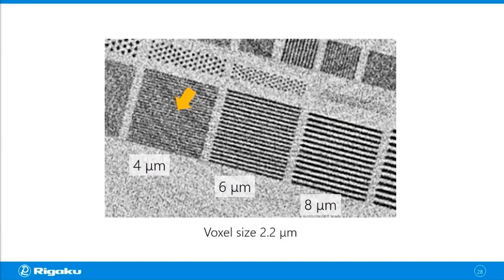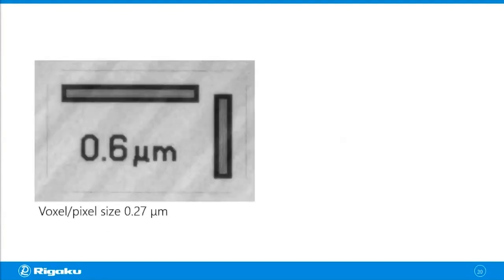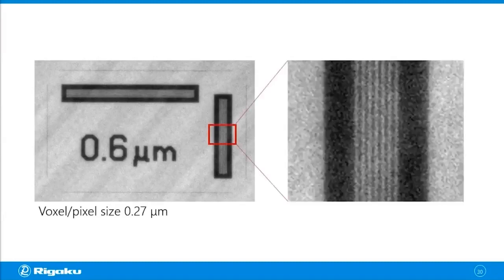If you need to test something less than 1 micron, you can use this resolution chart by JIMA. This is only for 2D measurement, but it has line pairs from 0.1 to 15 microns. And this is a 2D measurement example on the 0.6 micron line pairs. If you zoom into this area, you can see that the 0.6 micron lines are resolved.